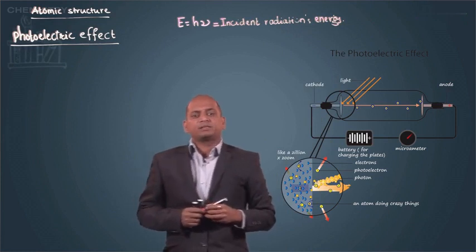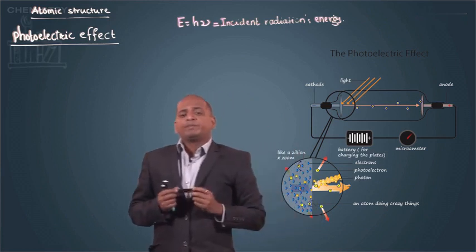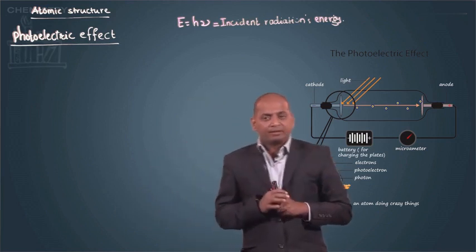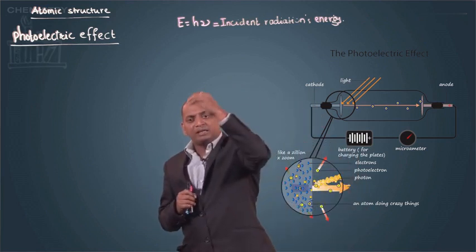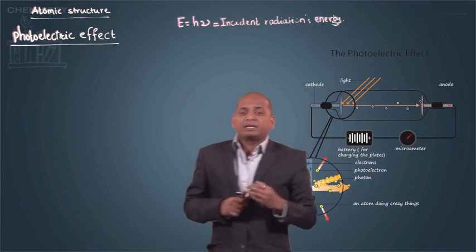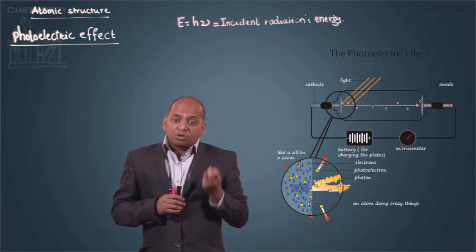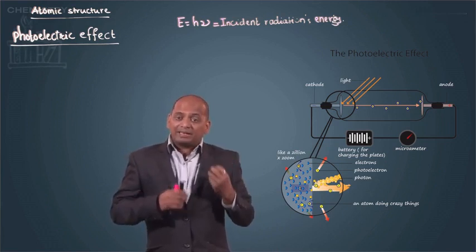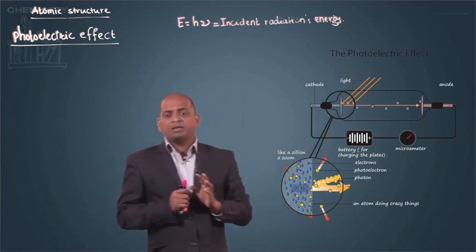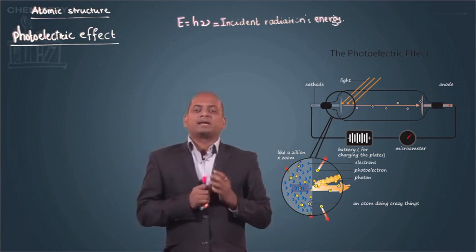Okay, incident radiation energy, or energy of incident radiation. Now, the main thing Einstein highlighted is that as soon as light is incident on a metallic surface, an electron is never ejected immediately. It absorbs certain energy, gets excited, and then it is ejected. That means a certain minimum energy has to be supplied to that electron so that it gets excited.